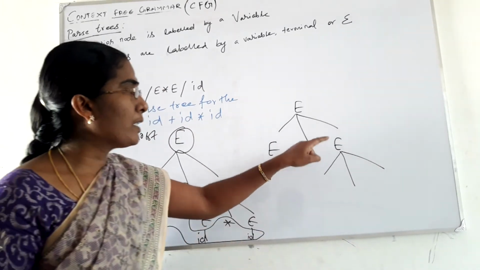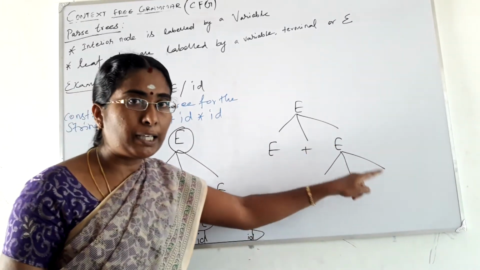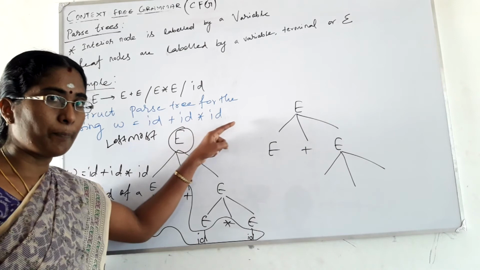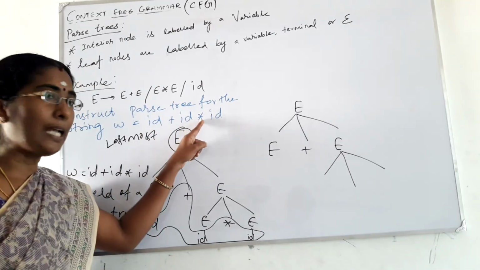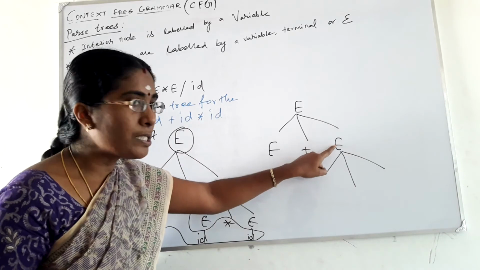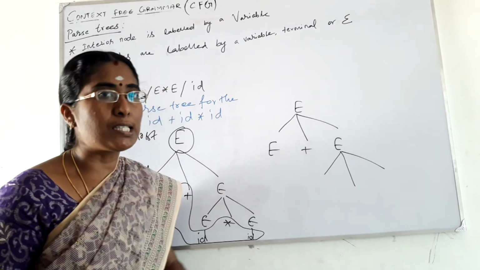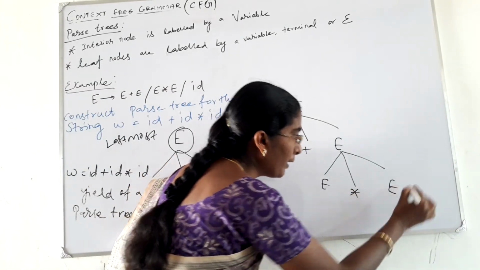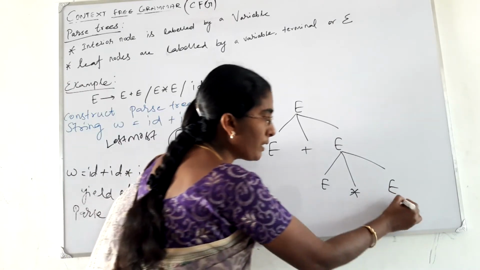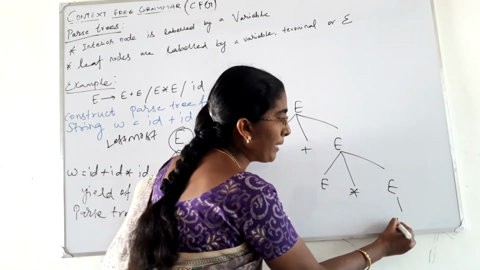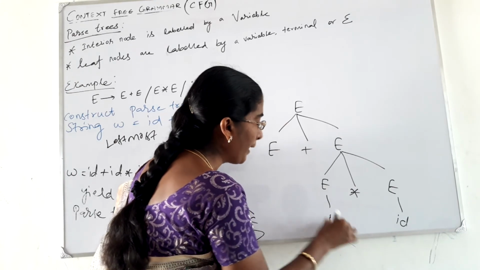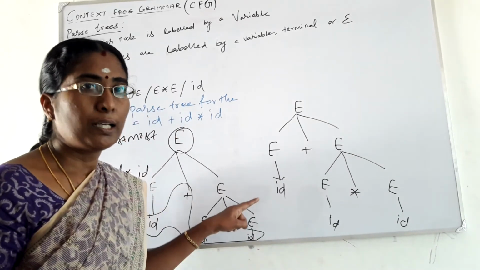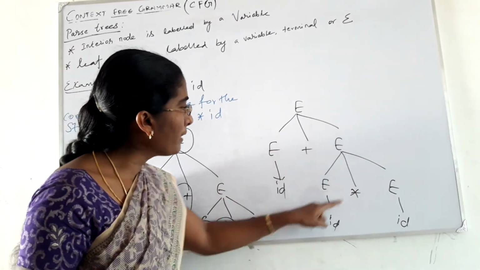We will replace this rightmost variable by E star E, because from left to right plus is in the earlier position and star is in the last position. So we replace this E by the production having star, which is E star E. Next, the rightmost variable is replaced by ID, and this is replaced by ID. At last we replace this by ID. This is the rightmost parse tree having the yield ID plus ID star ID.